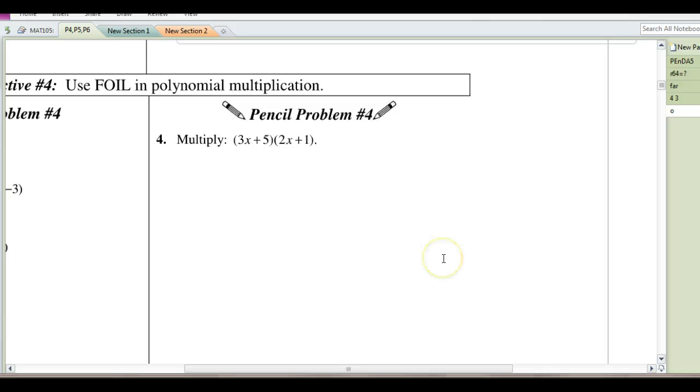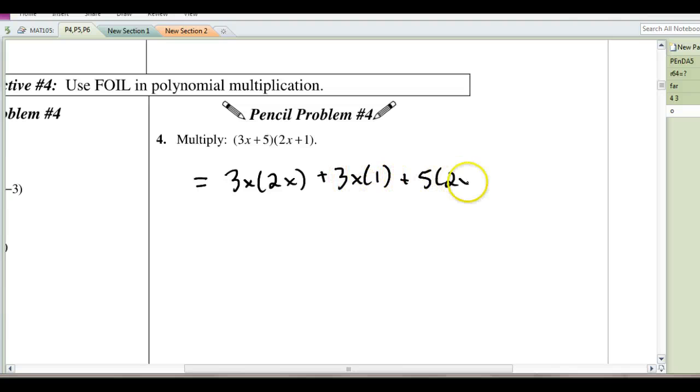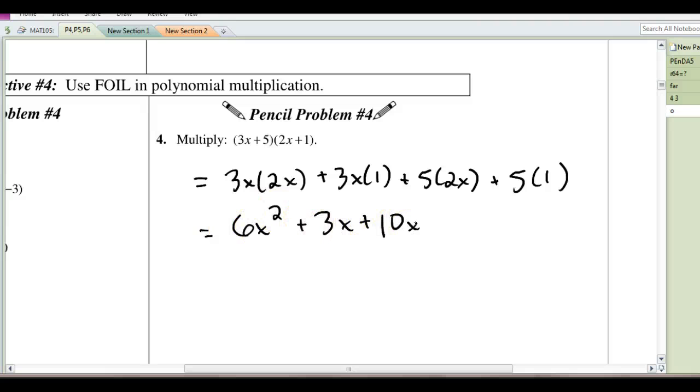Alright, moving onward, more multiplication. A lot of these are very similar and they give us lots of practice. So 3x times 2x plus 3x times 1, which is just going to end up being 3x, and then 5 times 2x, and then 5 times 1. And we see what we end up with. 6x squared plus 3x plus 10x plus 5. And then we can put the ones in the middle together. 6x squared plus 13x plus 5. And our binomial is turned into a trinomial.